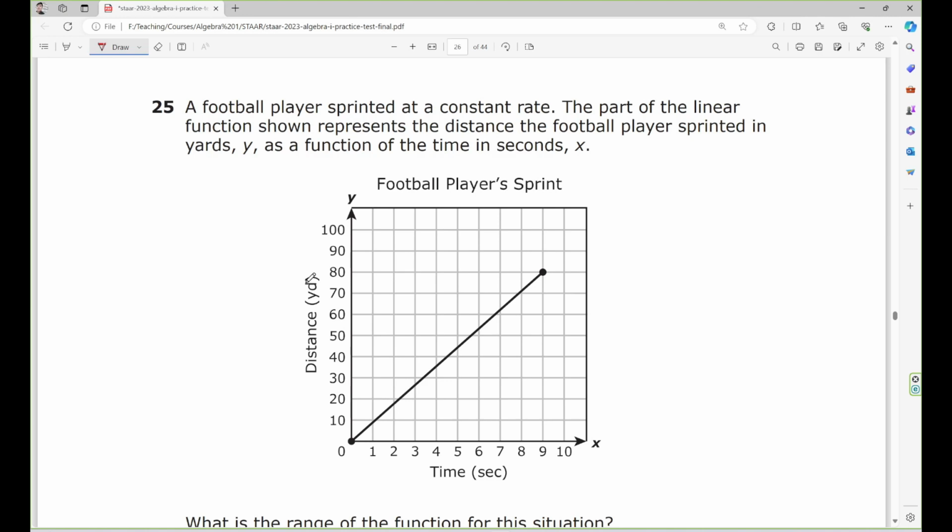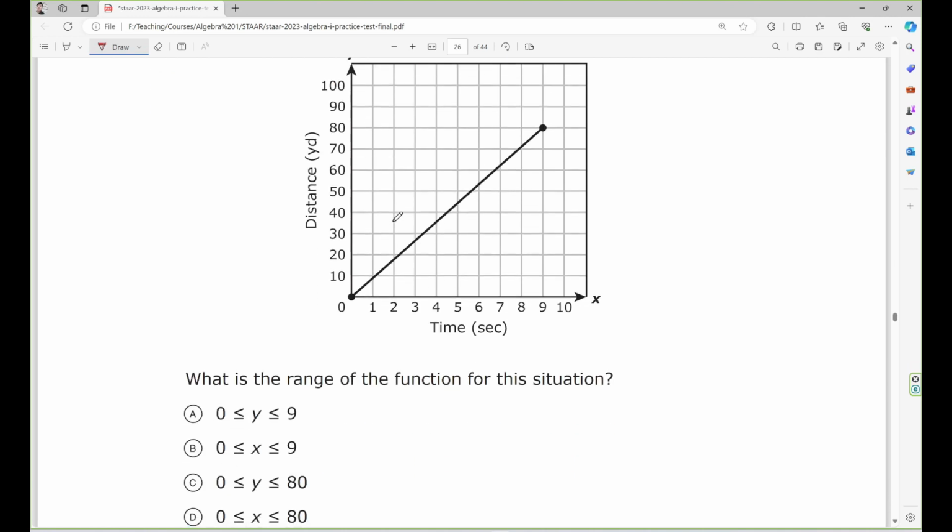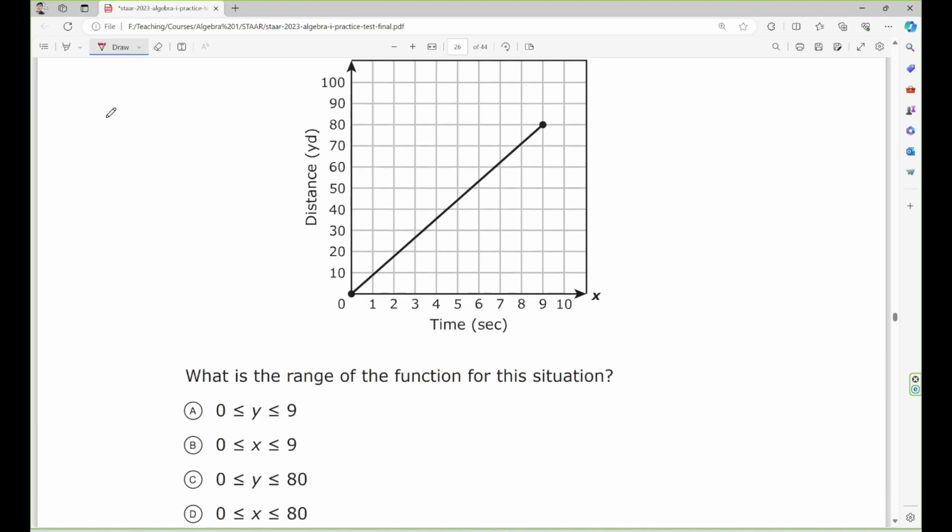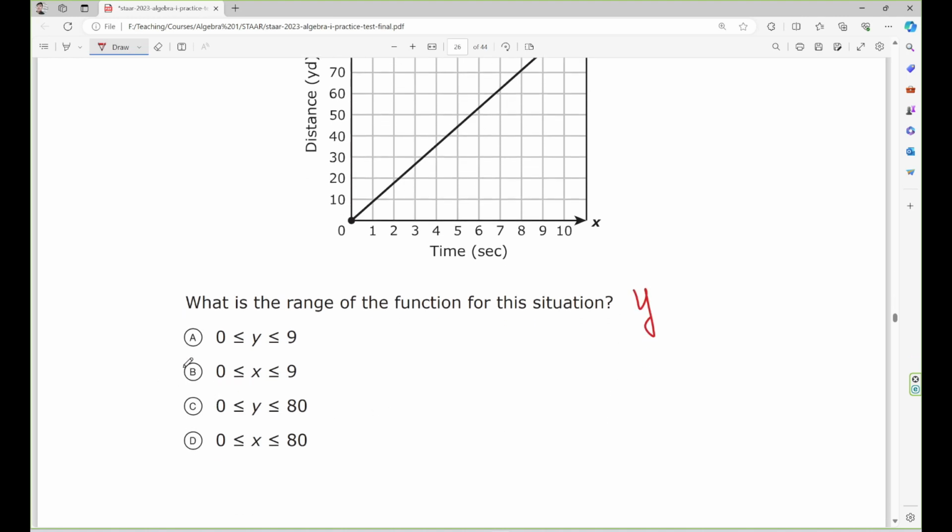Number 25. A football player sprinted at a constant rate. The part of the linear function shown represents the distance the football player sprinted in yards as a function of the time in seconds, x. What is the range of the function for this situation? The range would mean the y value. So when we see the x value, cross it out.